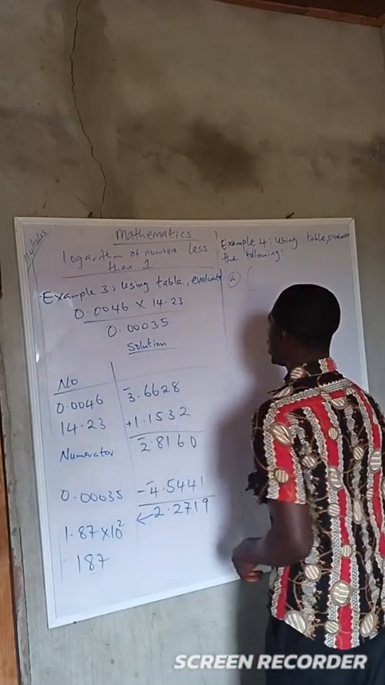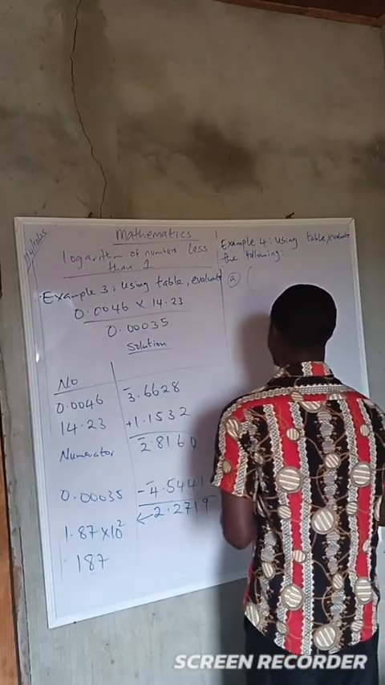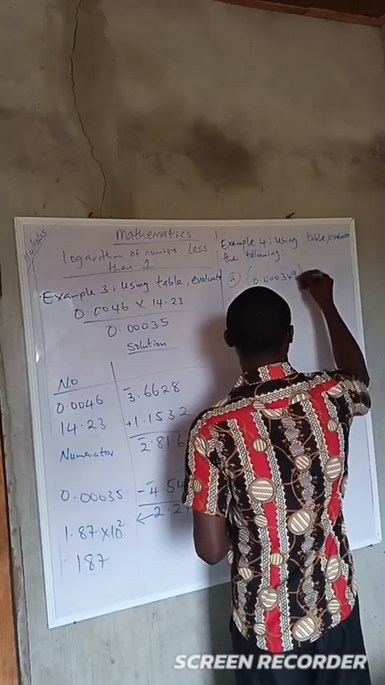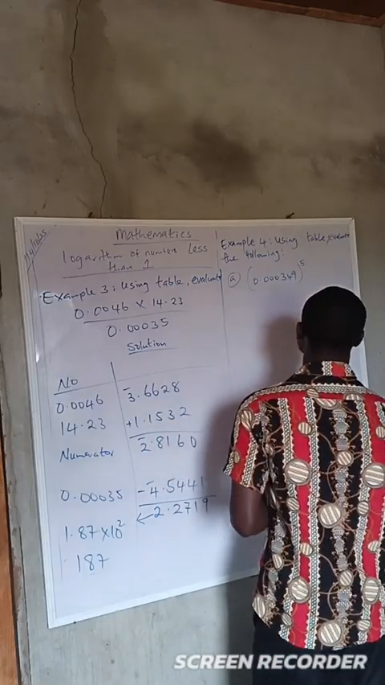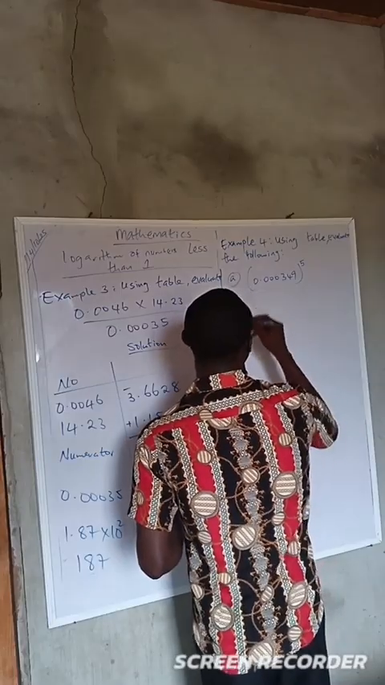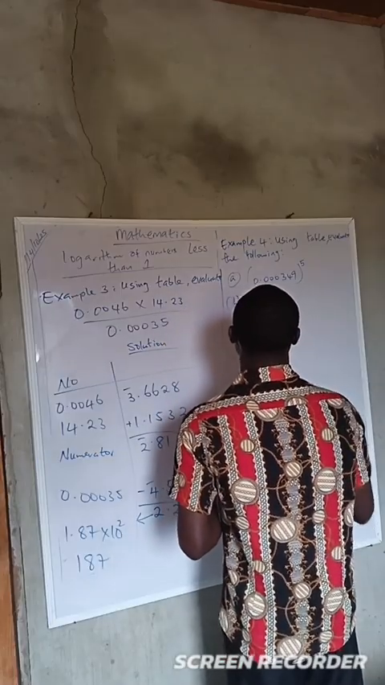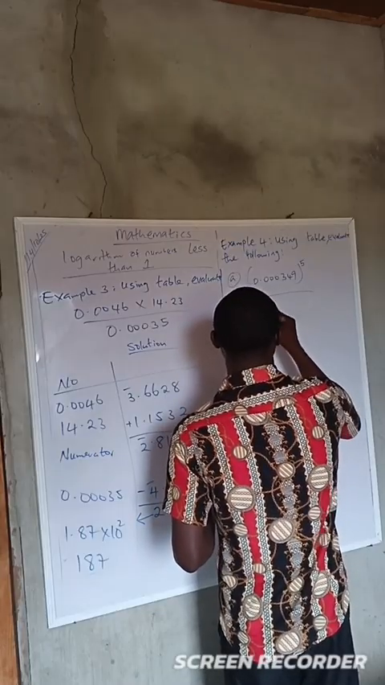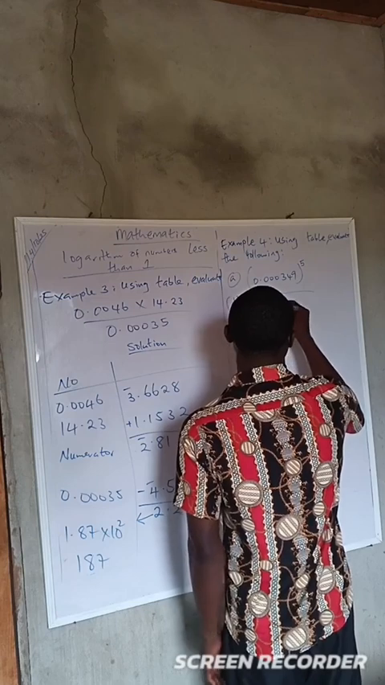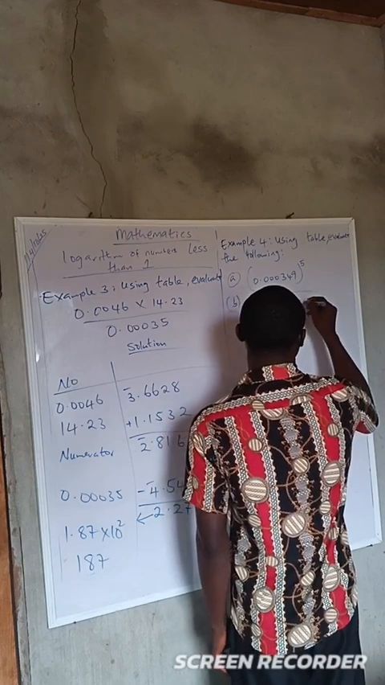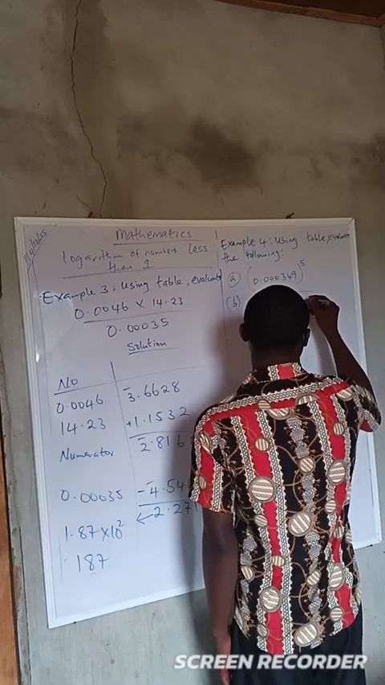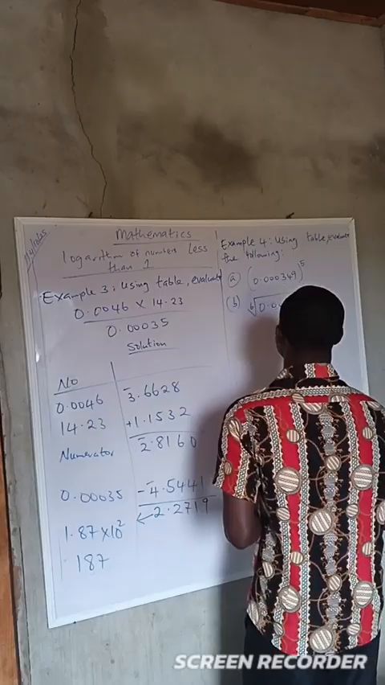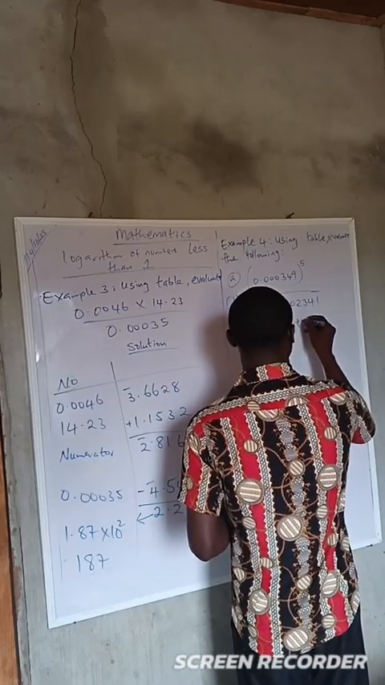A, let me frame the question on my own. 0.000349 raised to power 5. Let's do that. And then B, let's use 6th root of 0.000022341. Solution to this, we are taking it one by one.